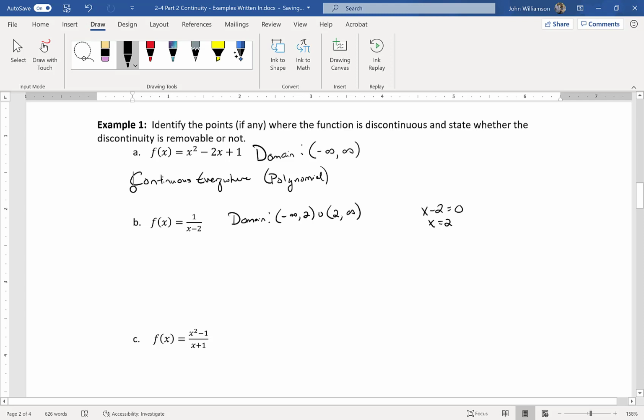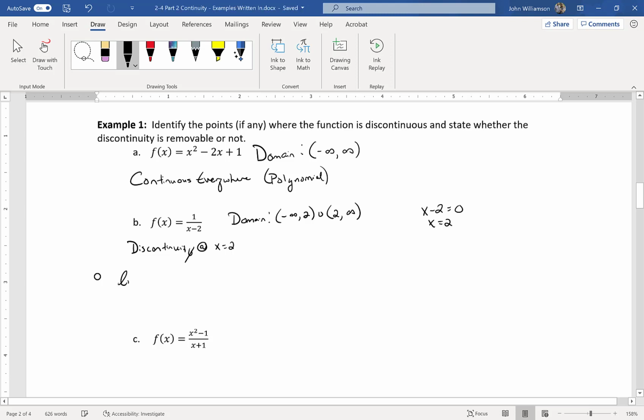So now, okay, we have some kind of discontinuity at x equaling 2. We know the function's not continuous there. We've got a break in our domain. But now we've got to figure out what type of discontinuity we have. Is it removable or not? The easy way to answer that is, does the limit exist or not? If the limit exists, it's a removable discontinuity. If the limit does not exist as you approach x equaling 2, then you have a non-removable discontinuity. So we need to find the limit.